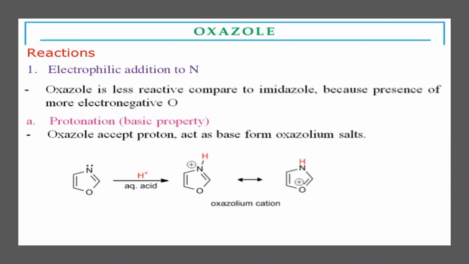Now the reactions of oxazole. In this case, your nitrogen acts as a base, so it will get protonated by an acid to form an oxonium cation. Protonation by an acid forms the cation, which can tautomerize between oxygen and nitrogen.